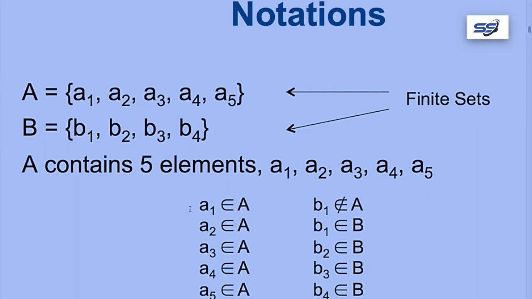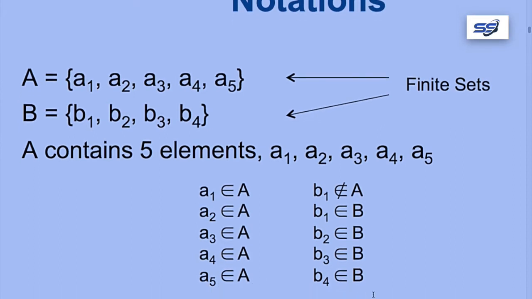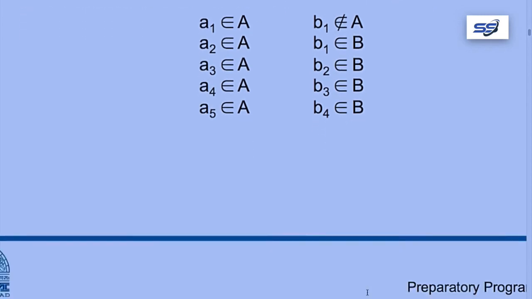Here, A1 belongs to A, B1 does not belong to A. A2 belongs to A, B1 belongs to B. A3 belongs to A, B2 belongs to B. A4 belongs to A, B3 belongs to B. A5 belongs to A, A4 belongs to B. In this way, we have seen notation.